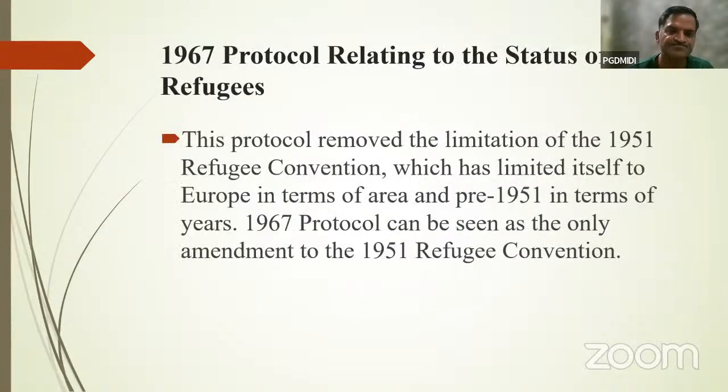Okay. The 1967 Protocol relating to the Status of Refugees. This protocol removed the limitations of the 1951 Refugee Convention, which had limited itself to Europe in terms of area and to pre-1951 in terms of years. The 1967 Protocol can be seen as the only amendment to the 1951 Refugee Convention. So it encompasses some reforms where some limitations were addressed.